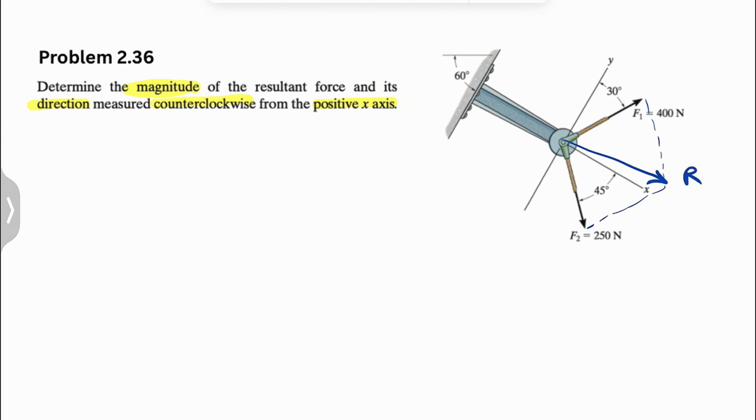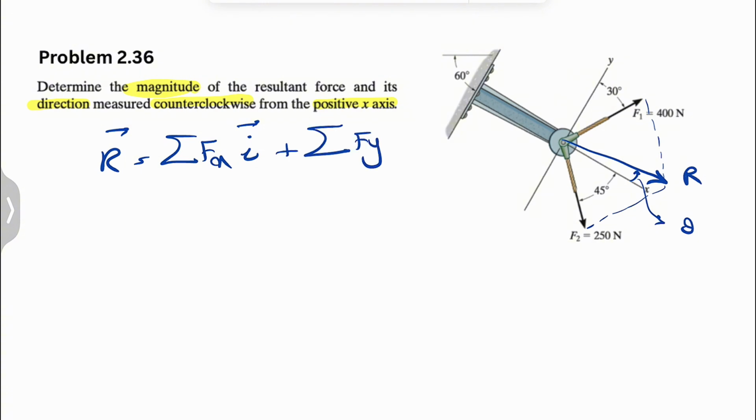We can show it with R, and the angle that the question is asking is the counterclockwise from positive x-axis, so we're going in this direction. So the angle here would be what we are looking for. We can call it theta. So basically our R in here would be the sum of all forces in X. That's going to be our X component, and we're going to have the same story for Y components.